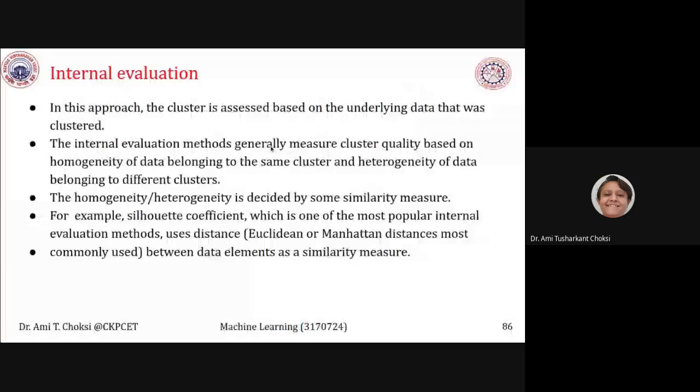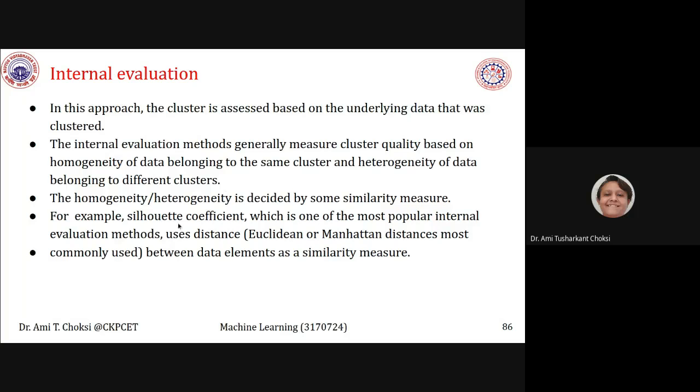So what we say is the internal evaluation methods generally measure cluster quality based on homogeneity of the data belonging to the same cluster and heterogeneity of the data belonging to the different clusters. The homogeneity heterogeneity is decided by some similarity measure, right? Here we have considered the percentage, and with that we can find the distance. Okay, the typical way, and some more are also there.